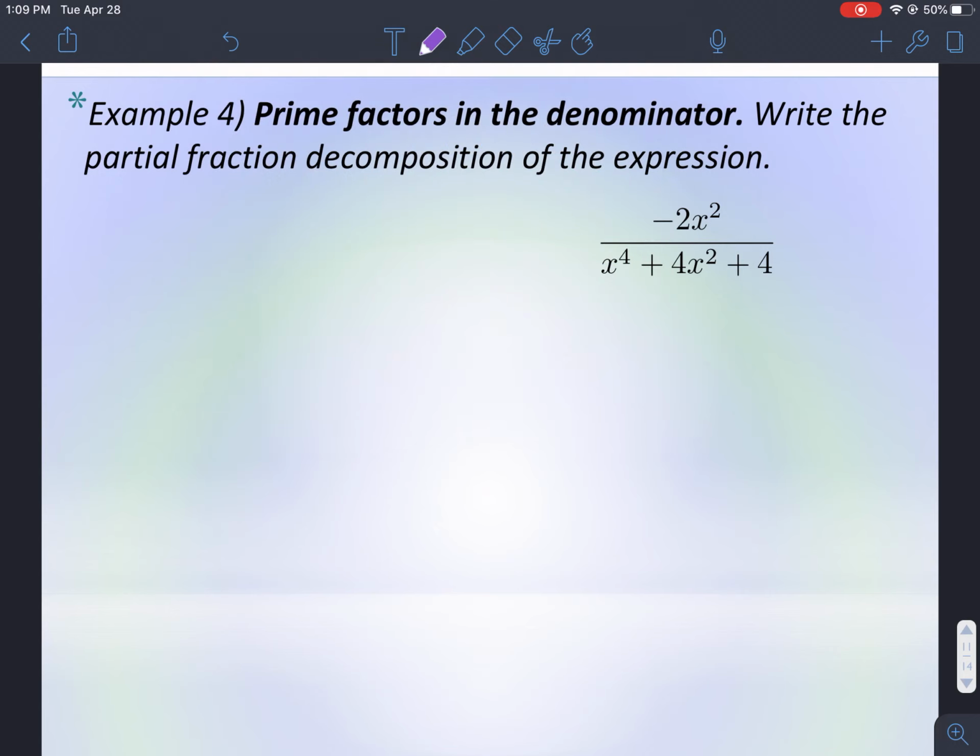All right, it's not an improper fraction, so that's good. That means I have to ask myself, can I factor out the bottom? And it does turn out you can here. This can be written as negative 2x squared divided by x squared plus 2, quantity squared. Okay, that looks like a quadratic factor on the bottom. It's not a linear factor. Also, it does not factor, so therefore it's prime.